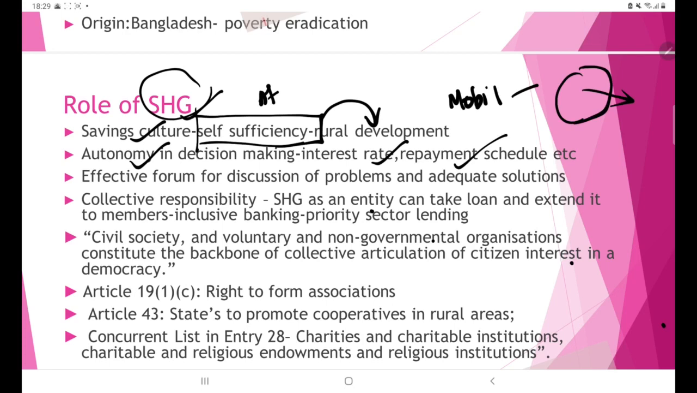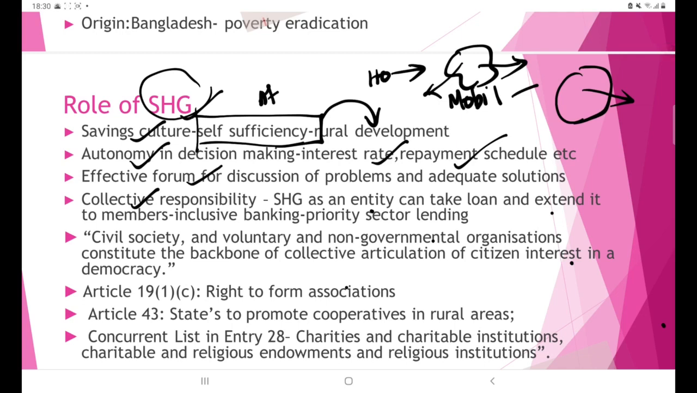So they don't have to beg money lenders or other informal channels of credit. It is also an effective forum for the discussion of problems and adequate solutions. I have already said it is a homogeneous group, so these people will have the same set of problems. The chances of conflict among them during discussion are very low, because all of them want to solve their problems. Since the problems are the same, they will be interested to devise newer solutions. So it is a kind of collective responsibility and collective problem solving.